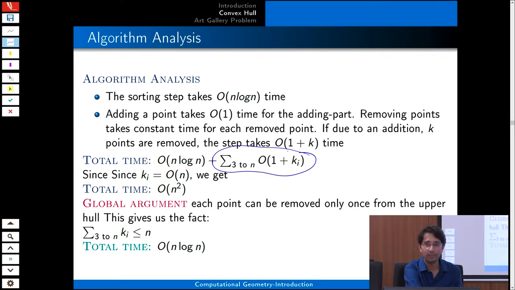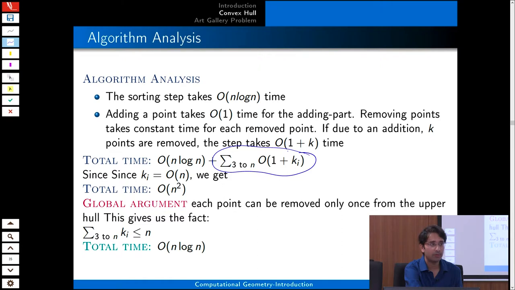Can you prove that? We assume that sorting cannot be done in time less than n log n. Now your objective is to prove that even convex hull cannot be solved for n points in time less than n log n. I'll keep that as homework, and I'll check with every student whether they were able to do it during the tutorial session.